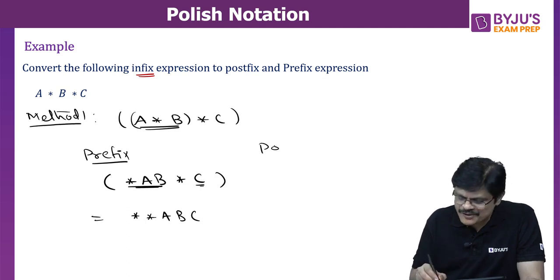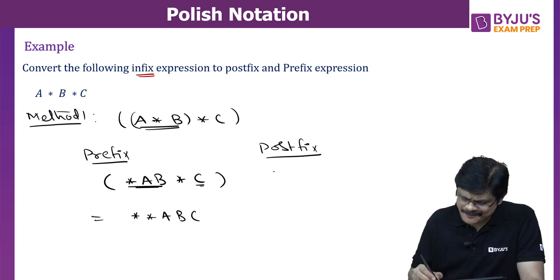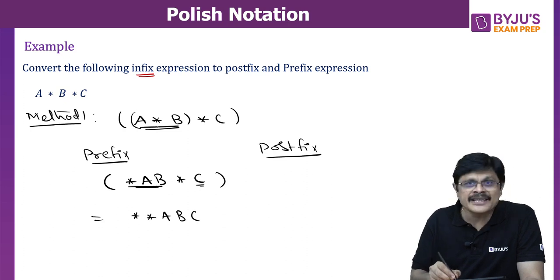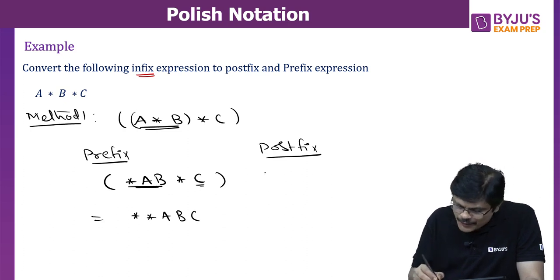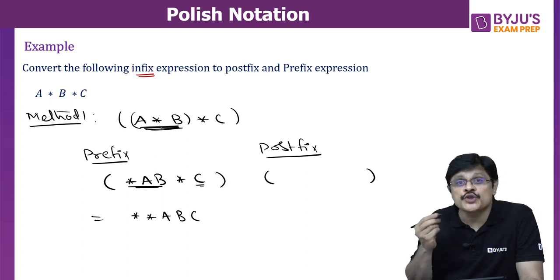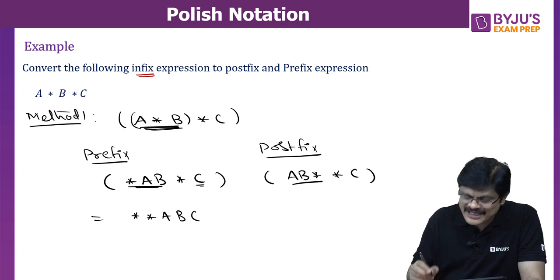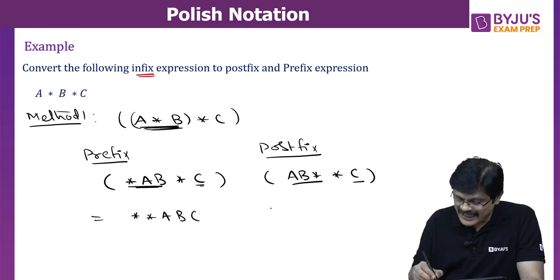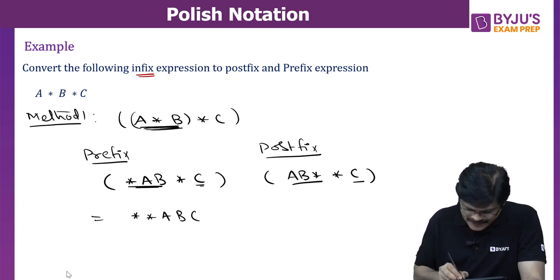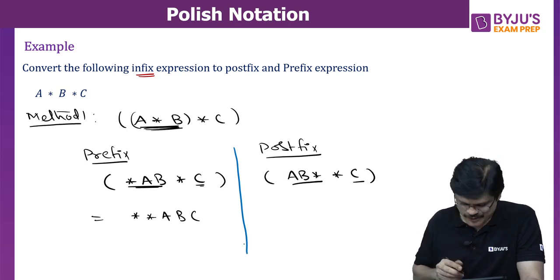What about postfix notation? The idea is same. First you write this in parenthesized form. Now what you do? You simplify this. A star B's postfix. What is A star B's postfix? AB star C. Now this is an operand and this is an operand. Again convert this. Let me give a small line here so that you can distinguish between prefix and postfix.